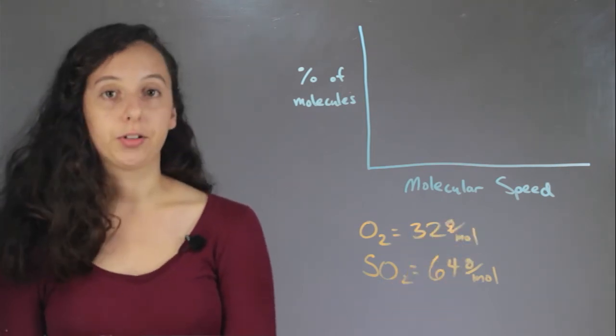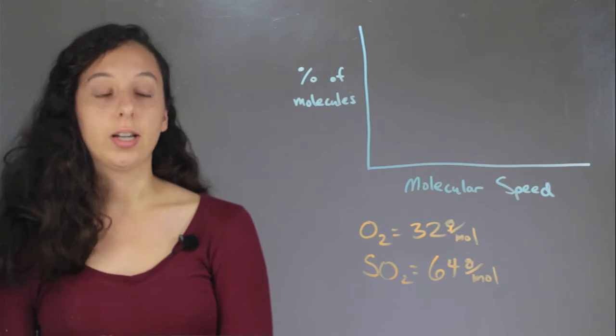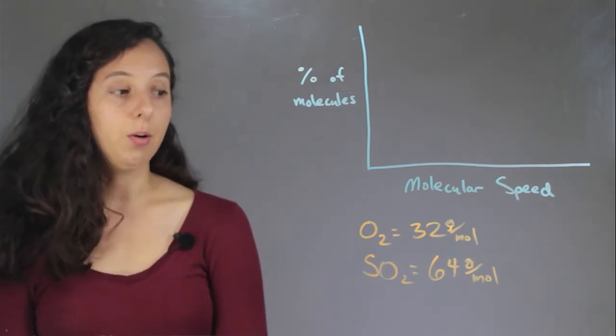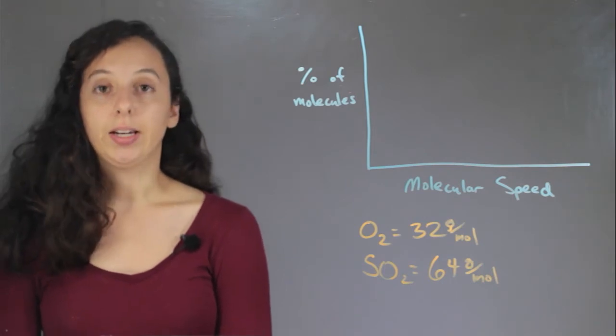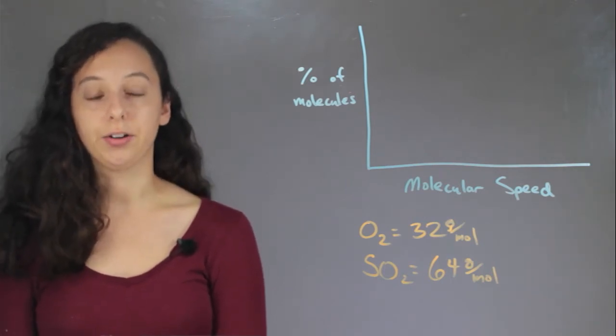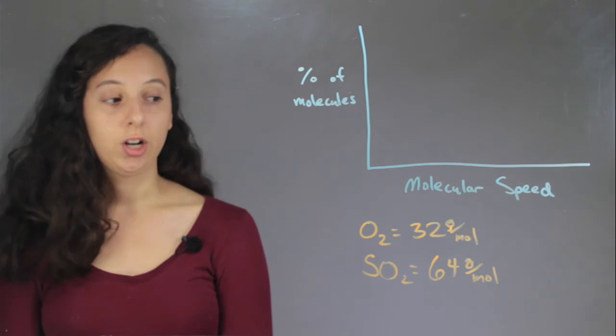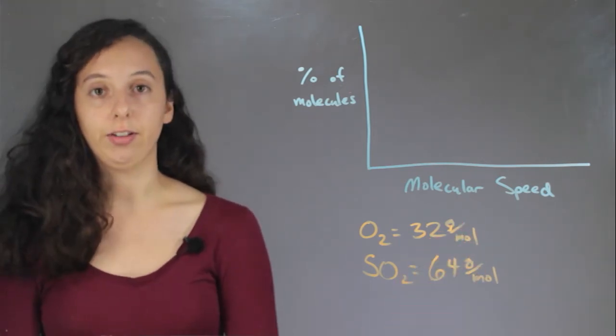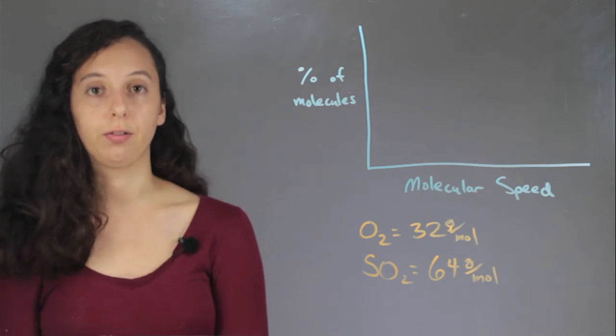So what does this mean for diffusion? Well, first we'll look at how these sizes affect molecular speed. If something is lighter, it can move around using less energy. And so on average, something that's lighter is going to have a higher molecular speed than something that's heavier, given the same temperature and pressure, of course.